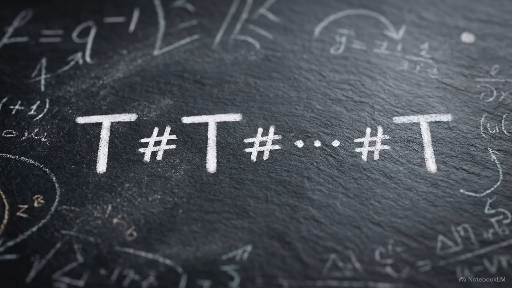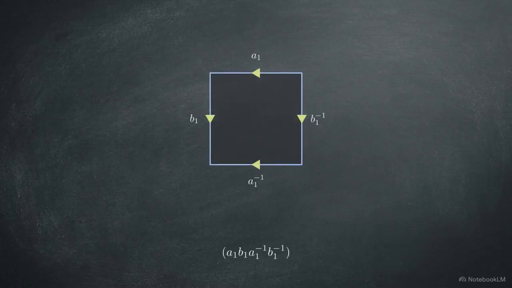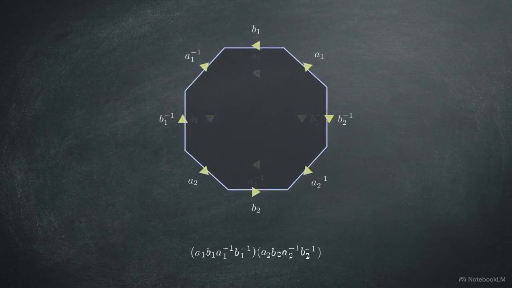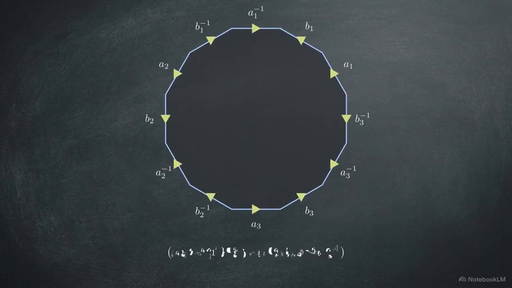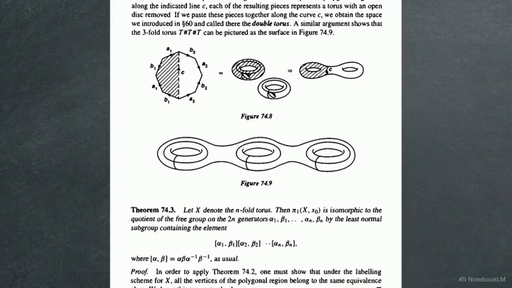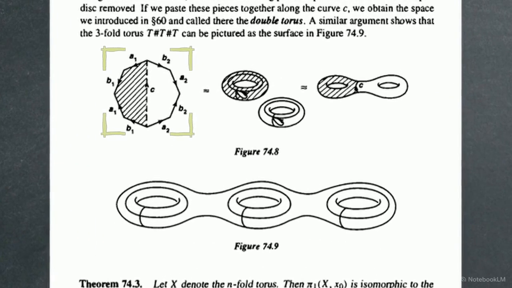Finally, we scale this scheme up to complex geometries, the n-fold connected sum of tori. If we have a 4n-sided polygon, the boundary tracing creates a repeating labeling scheme, A1, B1, A1 inverse, B1 inverse, all the way to AN, BN, AN inverse, BN inverse. Looking at figures 74.8 and 74.9, we see exactly how this long algebraic string connects to physical geometries. A polygon with 8 or 12 sides maps directly to a double or triple torus. The math scales as needed.